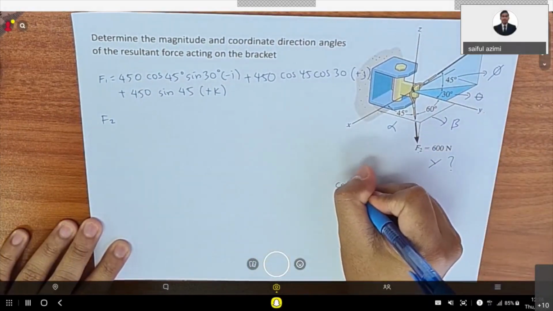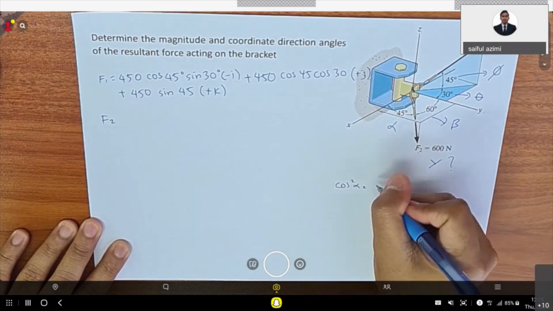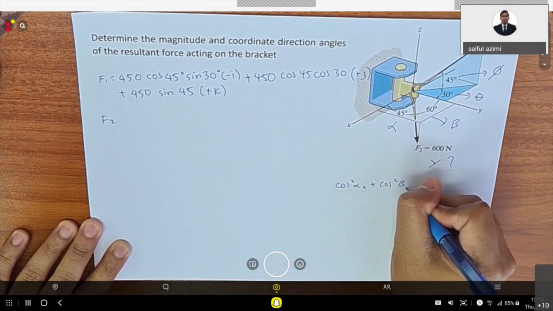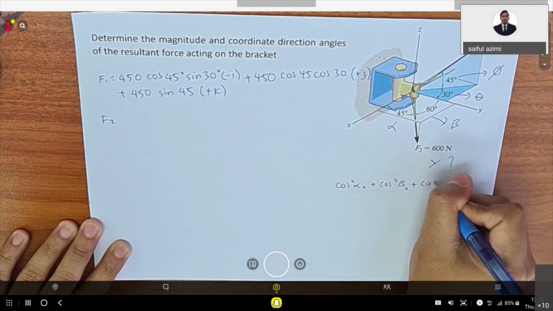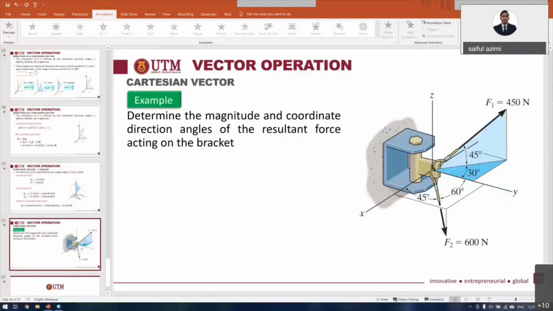So cos square alpha 2 plus cos square beta 2 plus cos square gamma 2 equals to 1. When you solve these equations, you can get the gamma 2 equals to 120 degree.